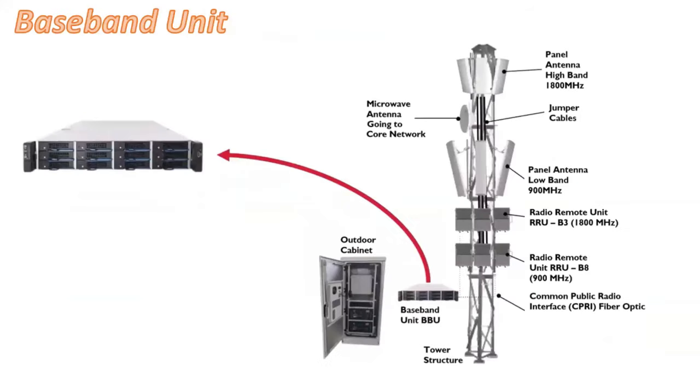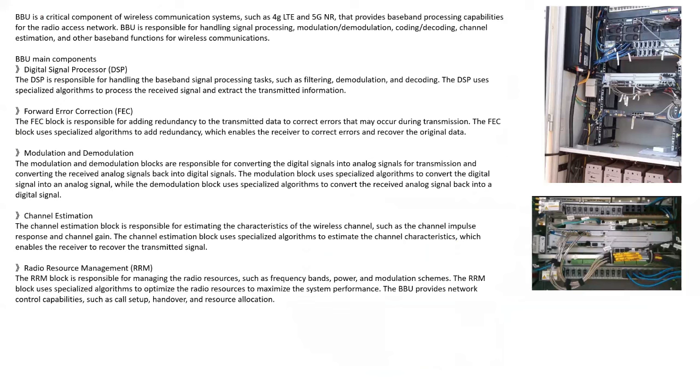And you should know the basic function of the baseband unit as well. BBU is typically located below the tower in the traditional network, and it is responsible for the processing of the baseband signals. It is placed in the equipment room in the traditional network and connected to the RRU through an optical fiber. I'm talking about traditional. These are the basic functions of BBU, and we don't have to go into detail. When I share the PDF, you can read these things: the BBU main components and functions can be DSP, forward error control, modulation and demodulation, channel estimation, and radio resource management.